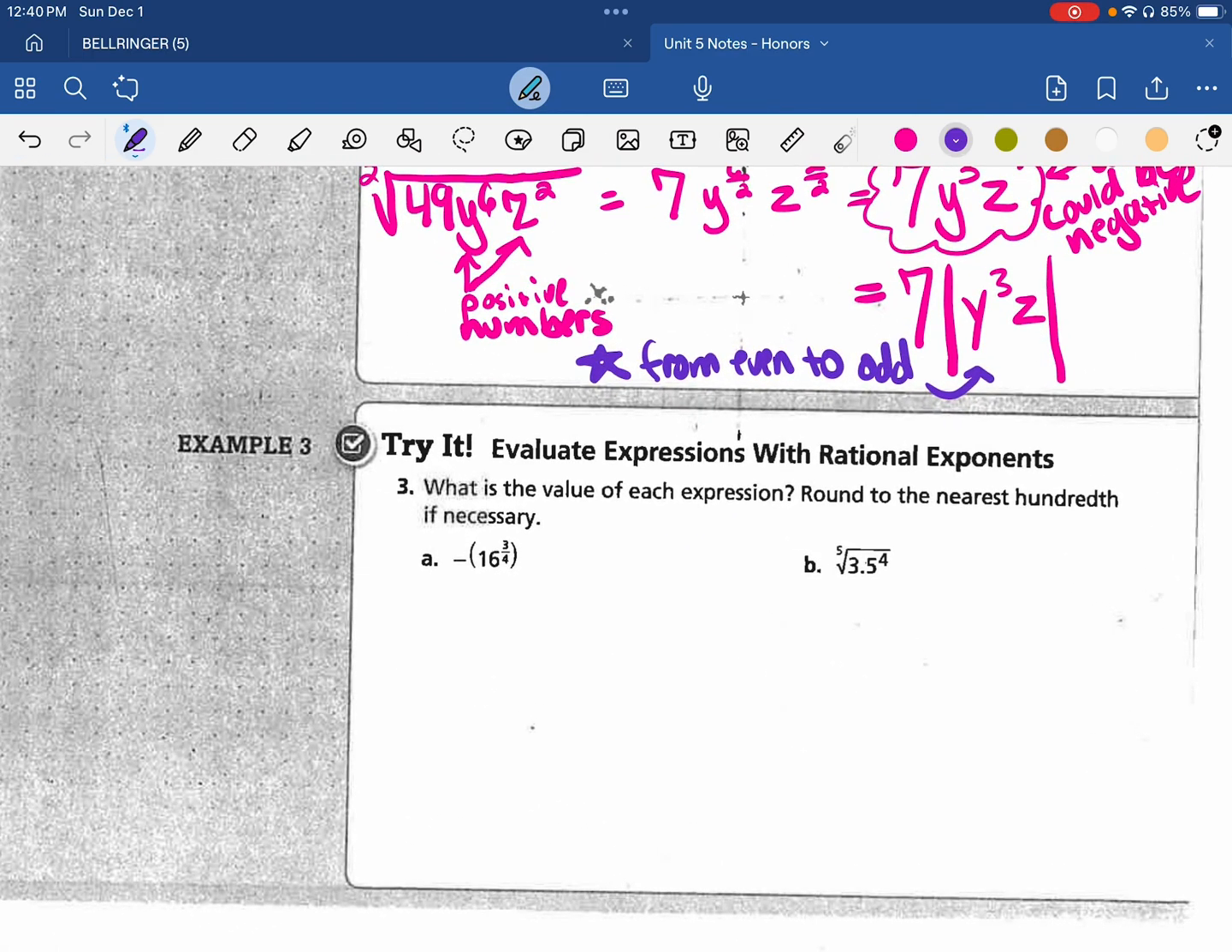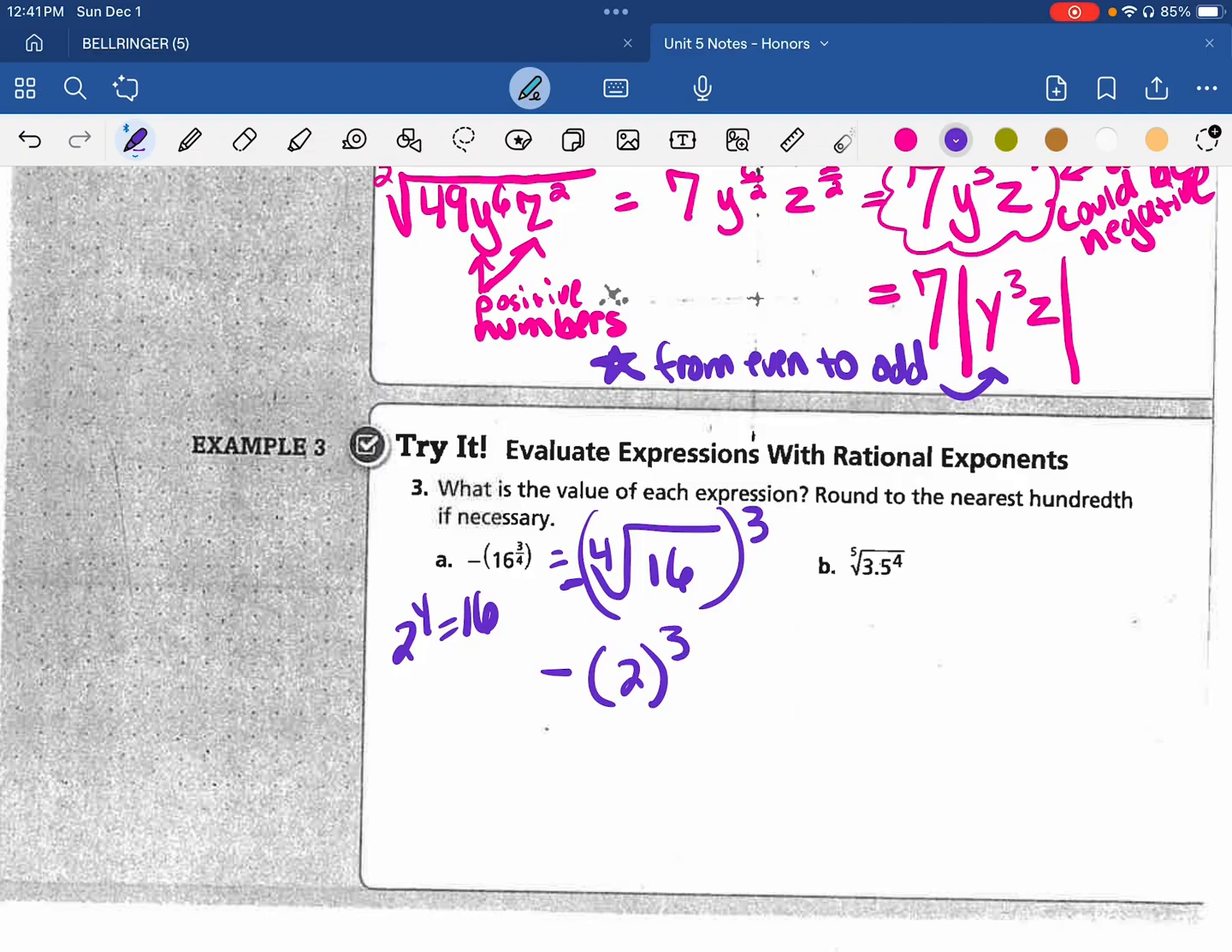All right, evaluate expressions with rational exponents. This could be rewritten because it's hard to think of 16 to the 3/4, but you can think of this as the opposite of the 4th root of 16 to the third power. The fourth root of 16 is 2, because 2 to the fourth is 16, to the third, which is 2 times 2 times 2, which is 8, and then you have a negative sign, so negative 8.